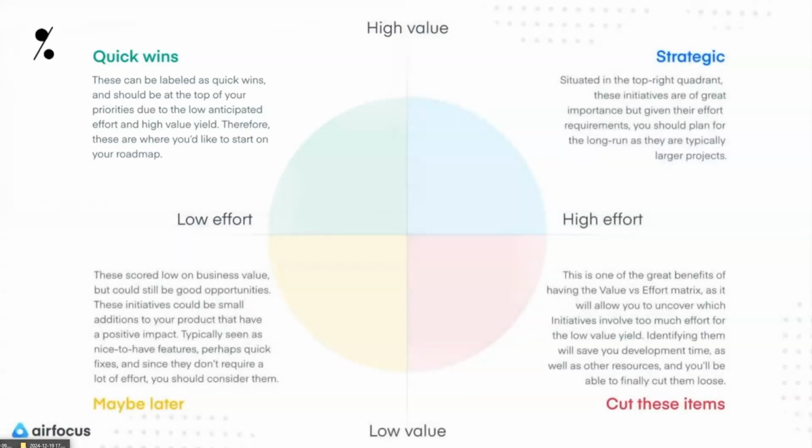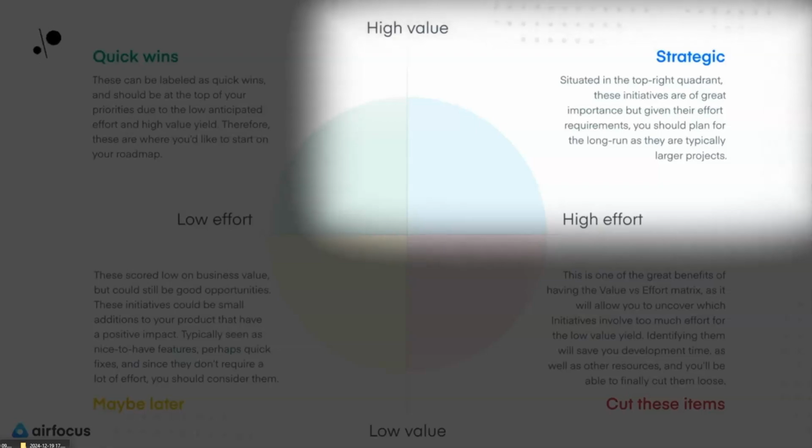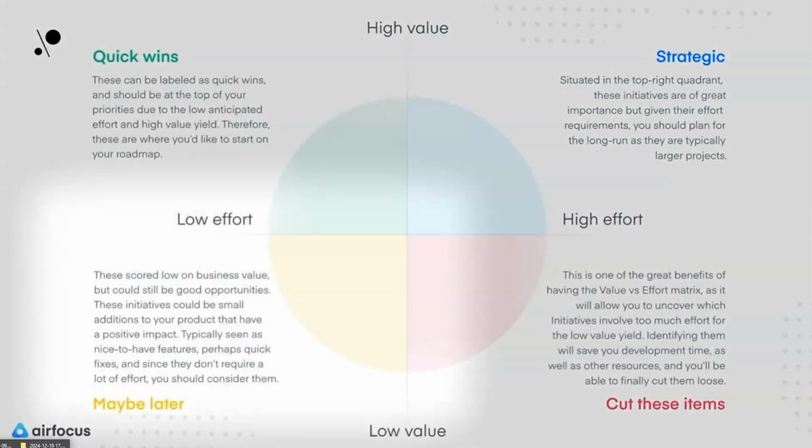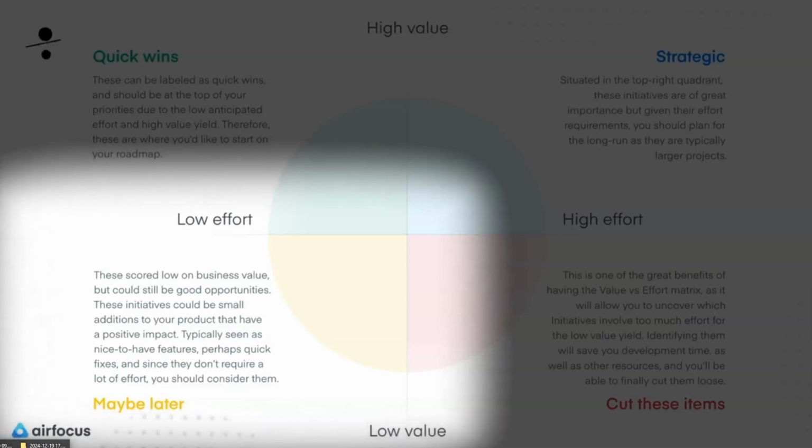In the strategic part of the quadrant, you have your high value, high effort ideas. These initiatives are of great importance, but they are typically larger projects, so you should plan for the long run. Next, in the bottom left side of the quadrant, you have the low effort, low value ideas. These initiatives could be small additions to your product that have a positive impact. Typically seen as nice-to-have features, these quick fixes are low in effort, so you should consider adding them.